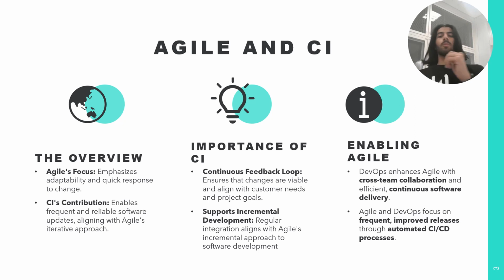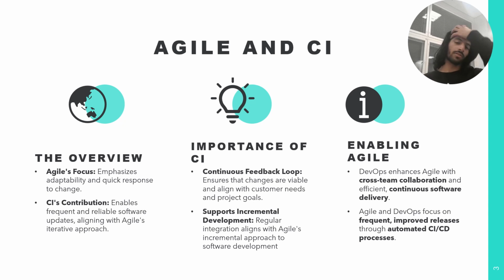Now, what's the entire premise of having continuous integration in Agile? The overview for both of these ideologies is that Agile's focus is on adaptability and quick response, and continuous integration's contribution to this is that it enables frequent and reliable software updates. So it aligns Agile's entire software engineering workflow towards an iterative approach.